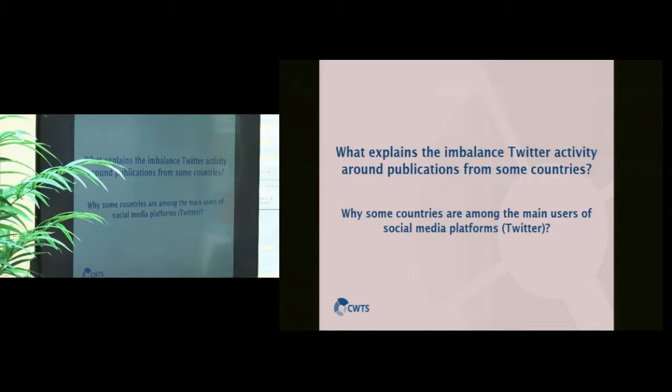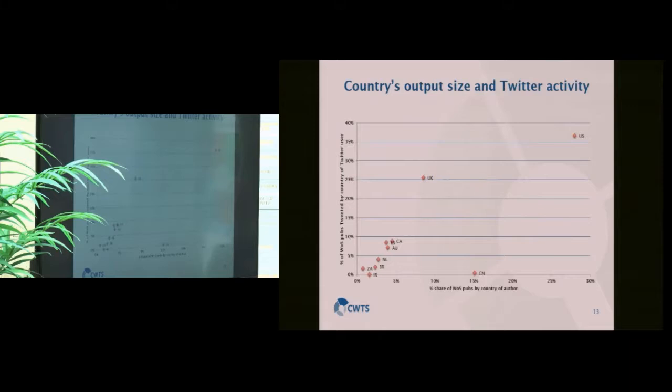So this brings us to the question: what would be the reasons for this imbalanced use of Twitter across different countries? Why are some countries among the main users of this platform? One factor would be related to the country's output size and its Twitter activity. We know that there is a relationship between these two: the countries with more output benefit more on Twitter. For example, the US is among the potential leaders of this activity. But again, here we see that, for example, China has a relatively large output size in Web of Science, but its Twitter activity is not that much. So there should be other reasons as well.